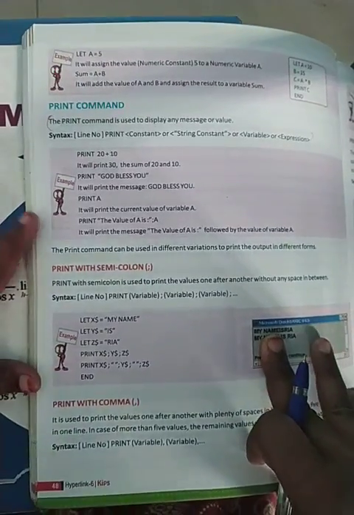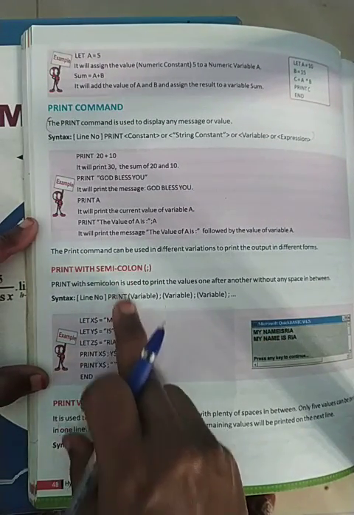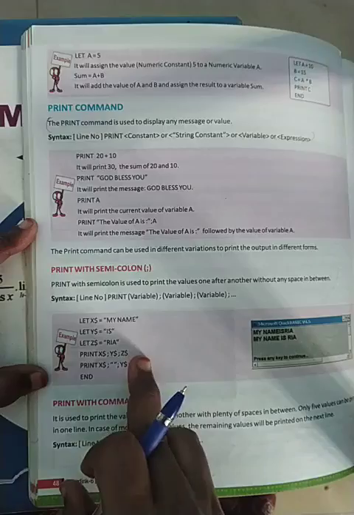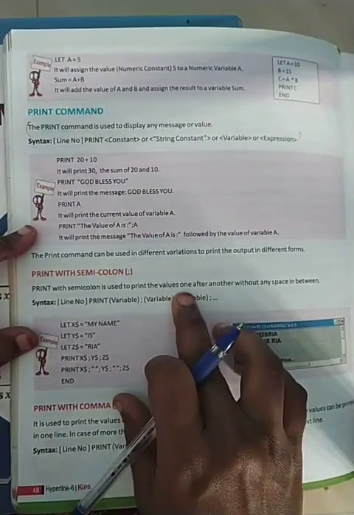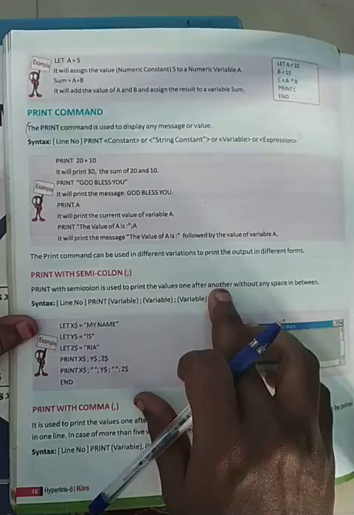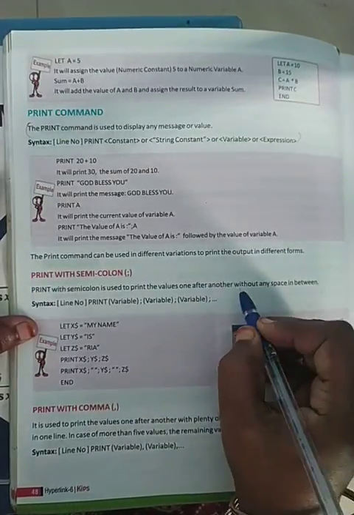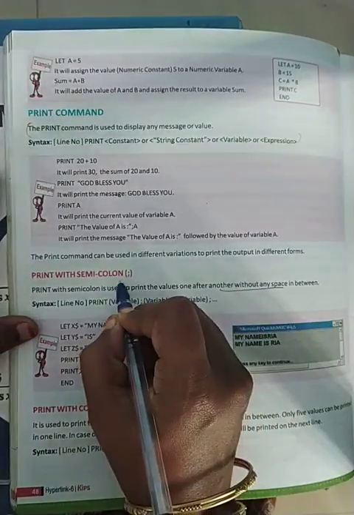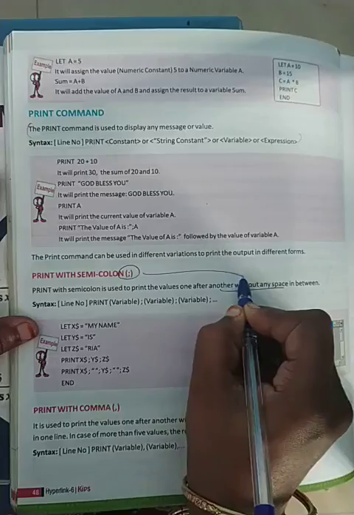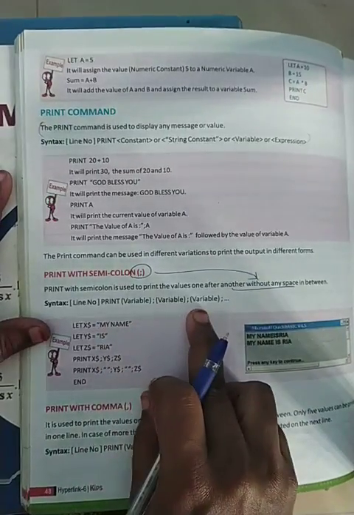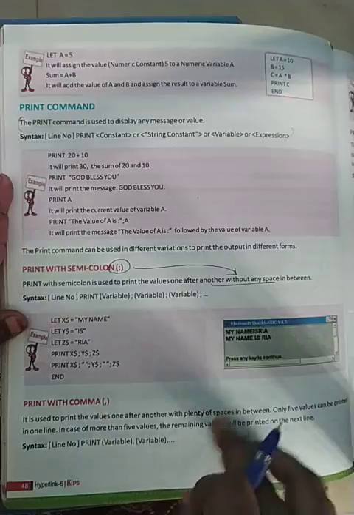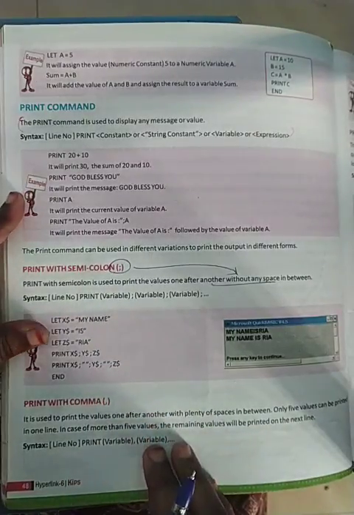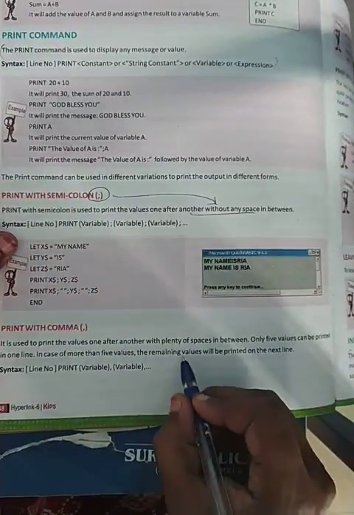Then if I use print with a semicolon, it will be used to print values one after another without any space. If the semicolon is there, it means there is no space. Whereas when I put a comma between the variables, then there will be plenty of spaces.